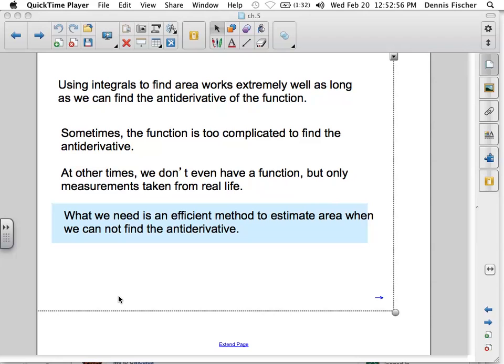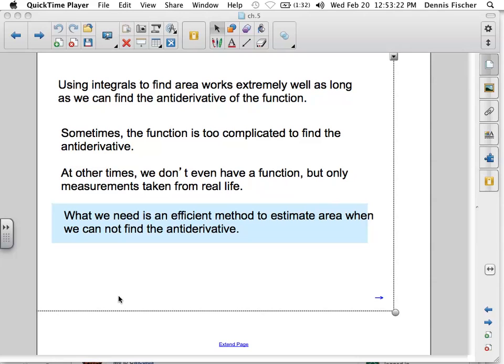Okay, let's just talk about this real quick here. Using integrals to find work area works extremely well as long as you can find the antiderivative. If you can't, then we use rectangles and draw pictures out, right? Otherwise, it's kind of hard to do. Sometimes the function is too complicated to find the antiderivatives, and other times we don't even have a function, but only the measurements taken from real life. And you'll see some of those coming up.